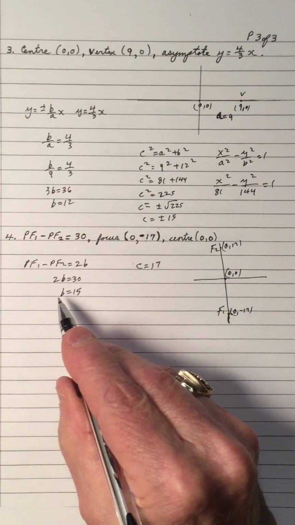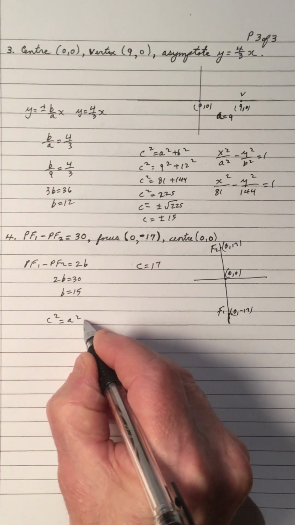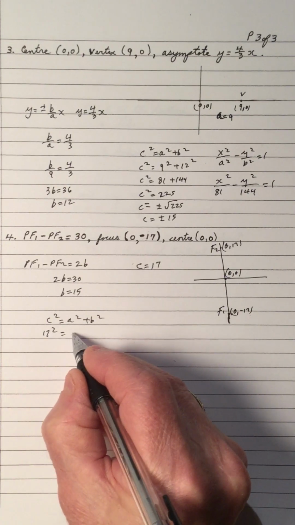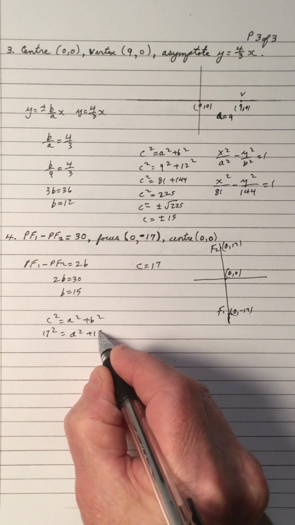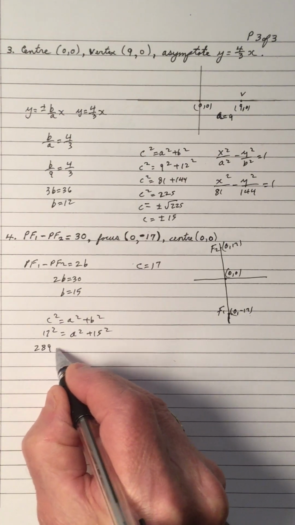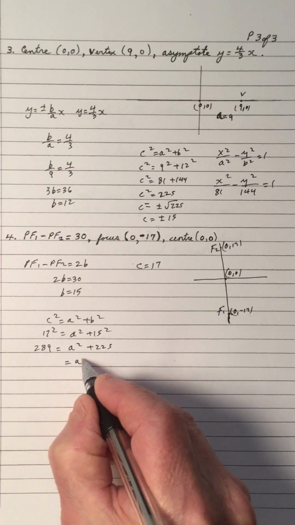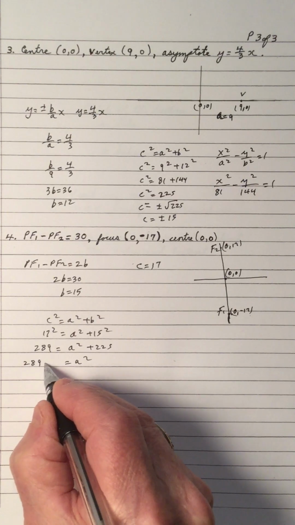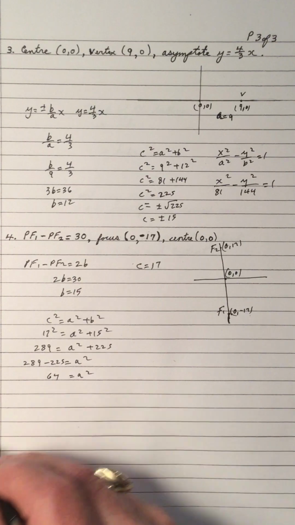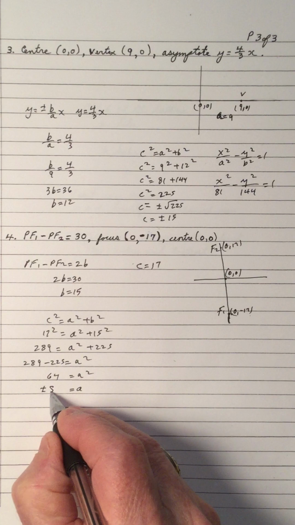Now we have C and B. In order to get the equation, we need the A. So C squared is A squared plus B squared. C is 17, so 17 squared. A squared, B squared is 15 squared. So 17 squared is 289. A squared, 15 squared is 225. So A squared is 289, subtract 225. So A squared is 64. Now I'll get the square root. A is plus or minus the square root of 64, which is 8.